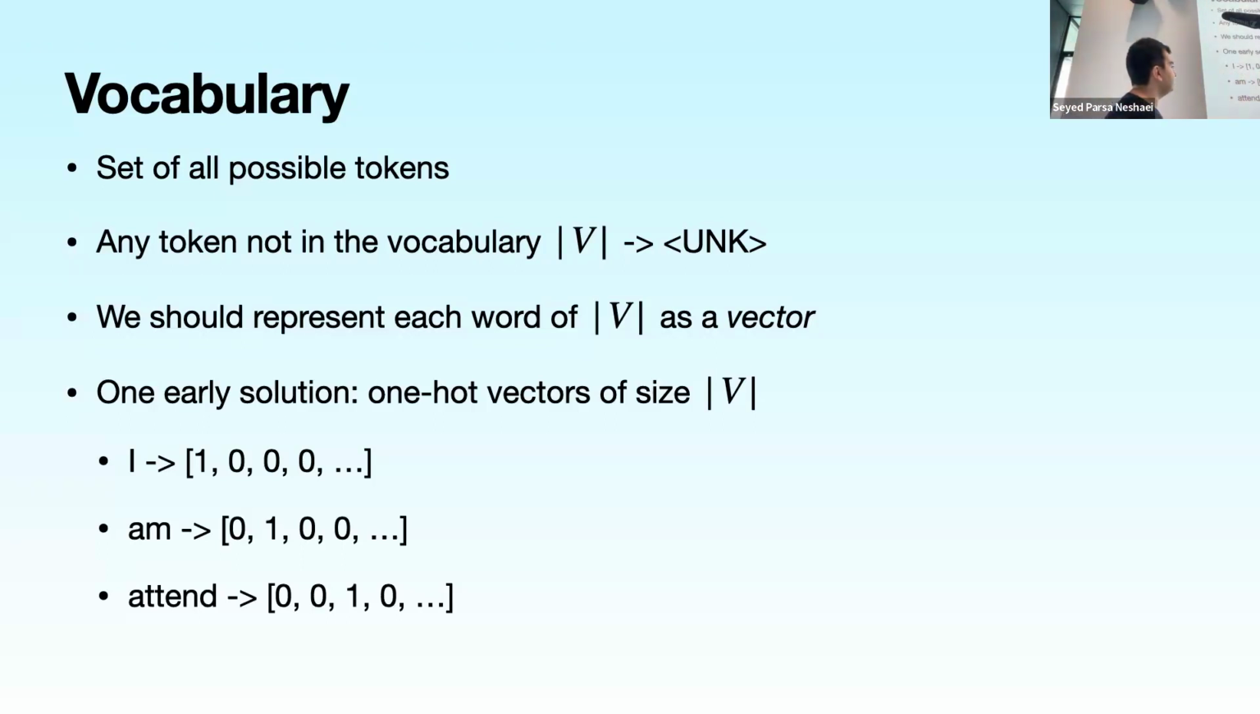This is a very early solution that is very simple. It's super simple because if you have the vocabulary list, you can just use the index of each word in the vocabulary to define this. For example, if the word attend is the 522nd word in the vocabulary, you can have a vector that in the 522nd position is 1 and the rest are 0. So this is how you can ideally convert words to vectors.